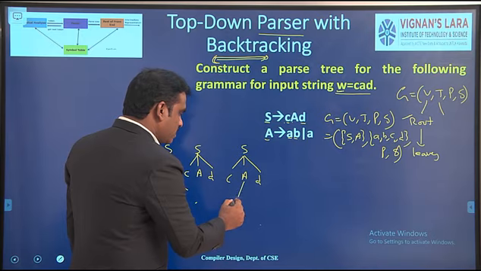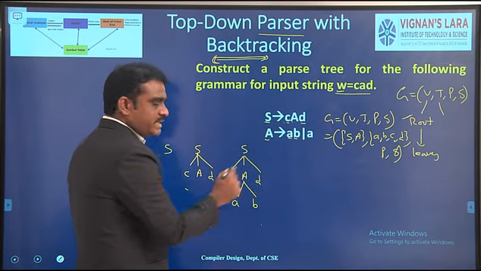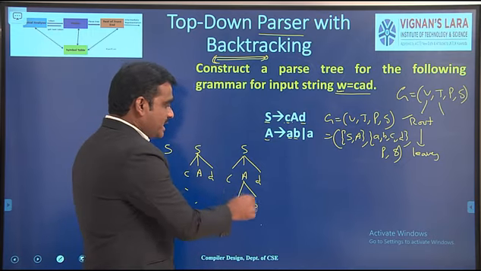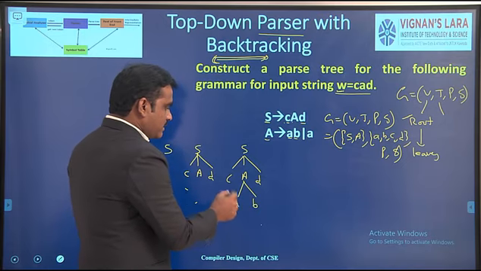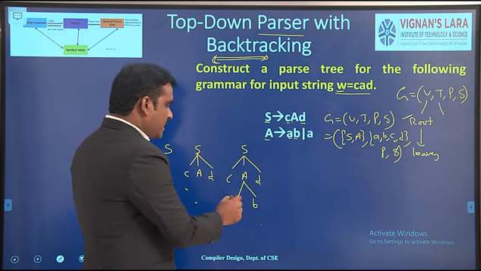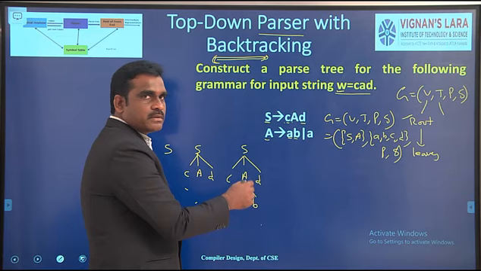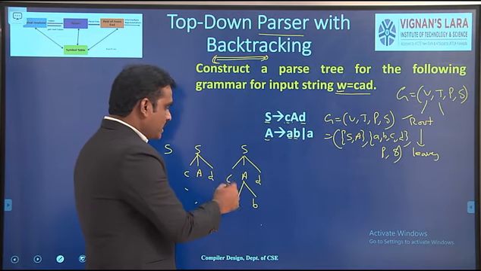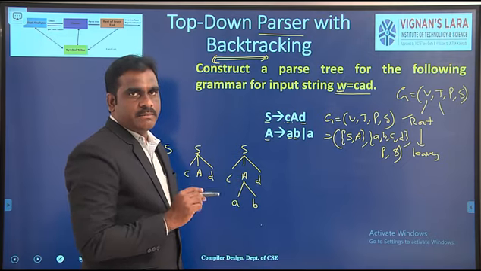AB means 2 symbols, so 2 nodes. And the next symbol is D. What is D? D is a terminal symbol. So the tree is completed because each leaf node is a terminal symbol. Suppose any leaf node contains a non-terminal symbol, then that symbol is again replaced with some other production. But in this case, each leaf has a terminal symbol.